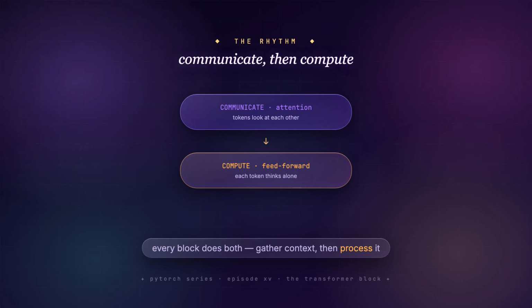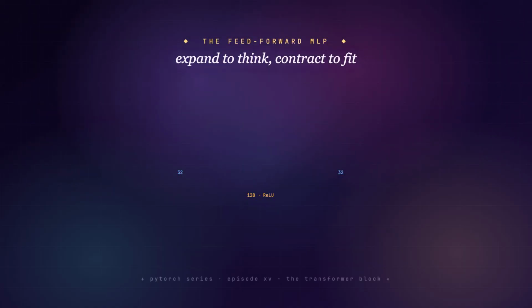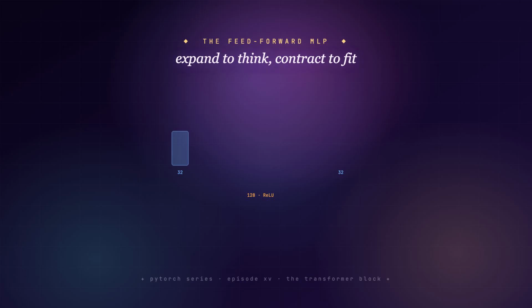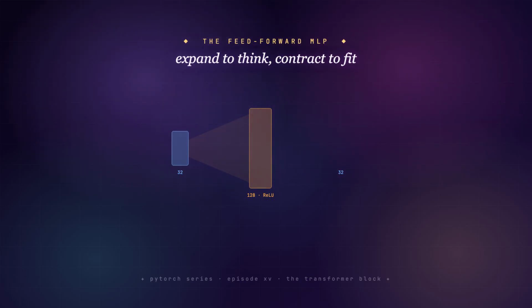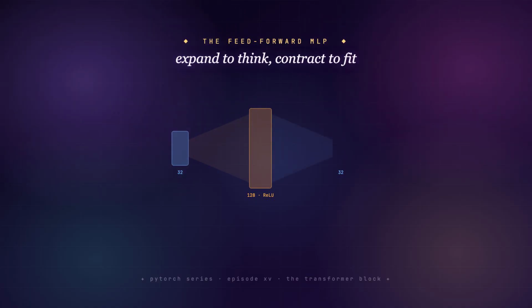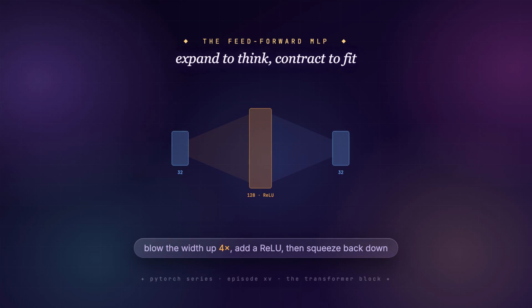Two sublayers, one rhythm. The feed-forward MLP. The think half is an old friend. It's the exact same linear ReLU linear sandwich we built back in part 2. A little multi-layer perceptron. The only twist is where it runs. It runs on every token independently after attention has handed that token its context. One small detail that matters: the hidden layer is 4 times wider than the input. The block fans out to give itself room to compute, then squeezes back down. Expand to think, contract to fit.